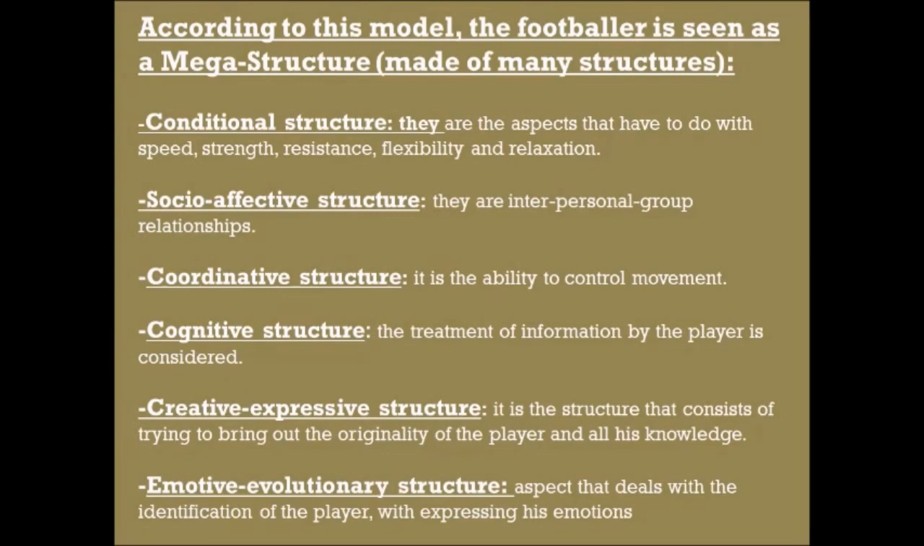Okay, according to this model, the footballer is seen as a mega structure made of many structures. The conditional structure, of course, are the aspects related to speed, strength, resistance, flexibility, relaxation. Socio-affective structure, they are interpersonal group relationships. Coordinative structure, the ability to control movement, okay, coordination.